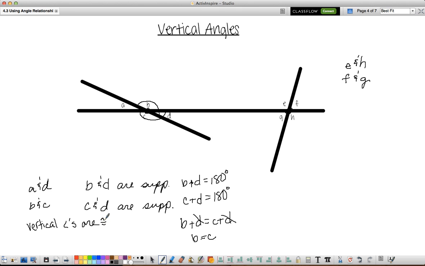And this is the symbol we use for congruent. Or you can write congruent. So I know vertical angles are congruent. Same thing here. I know C and A are also supplementary. So that would mean that vertically A and D are congruent. So it always works out that vertical angles are going to be congruent.